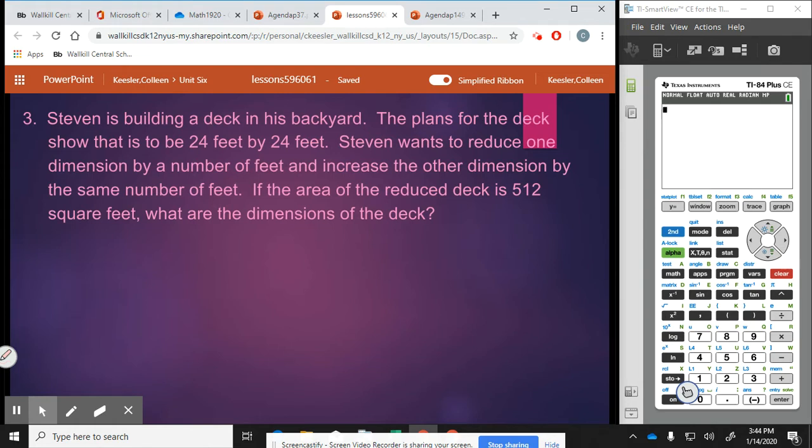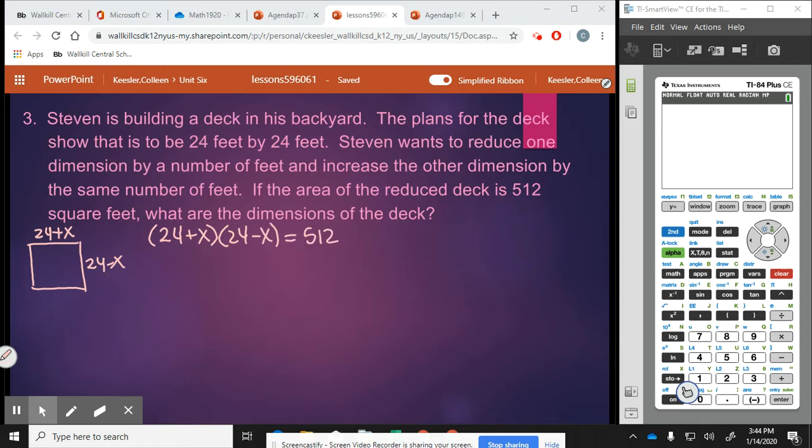All right, so again, we have a square, and it's 24 by 24, but he's going to add a dimension to one side and subtract that same dimension from the opposite side. So we have 24 plus x and 24 minus x as our length and width. And that gives us a new area of 512. So now we double distribute. 24 times 24 is 576 minus 24x plus 24x. And then positive x times negative x is negative x squared equals 512.